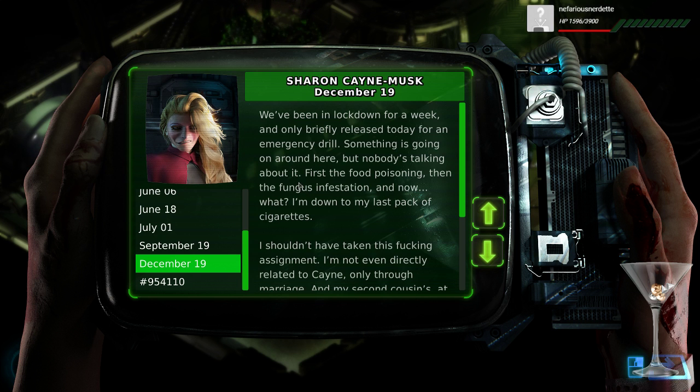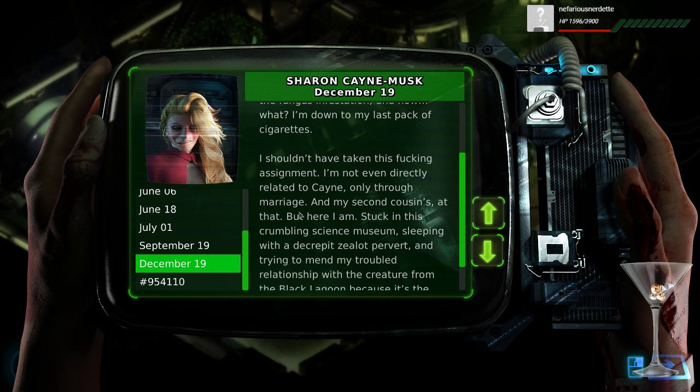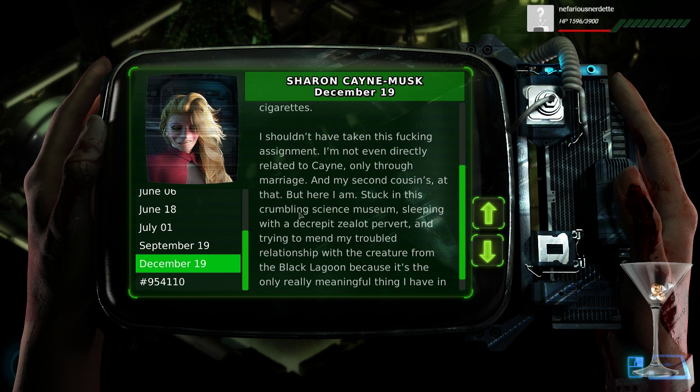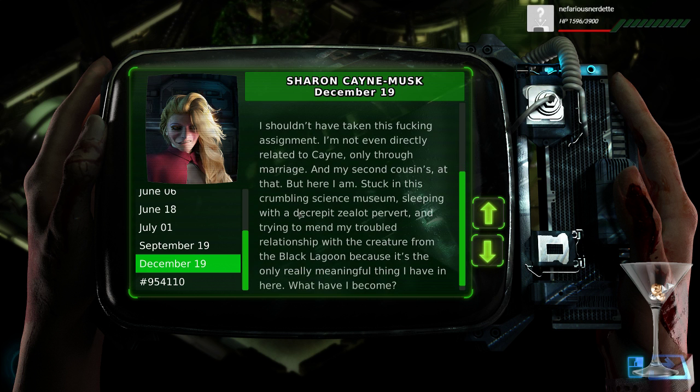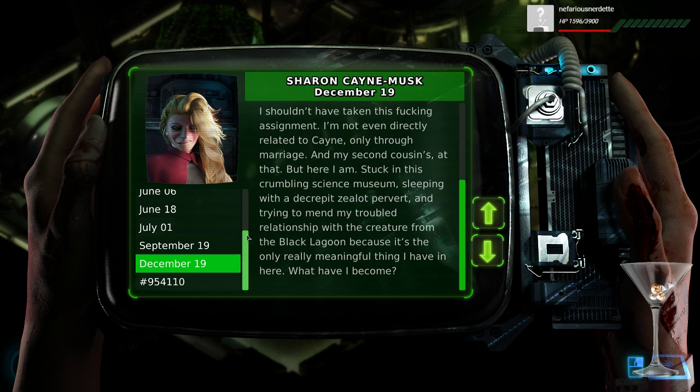Then the fungus infestation, and now, what? I'm down to my last pack of cigarettes. I shouldn't have taken this assignment, not even directly related to Cayne, only through marriage, and my second cousins at that. But here I am, stuck in this crumbling science museum, sleeping with a decrepit zealot pervert, and trying to mend my troubled relationship with the creature from the Black Lagoon, because it's the only real meaningful thing I have in here. What have I become?